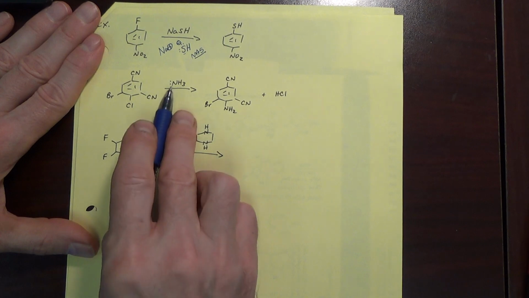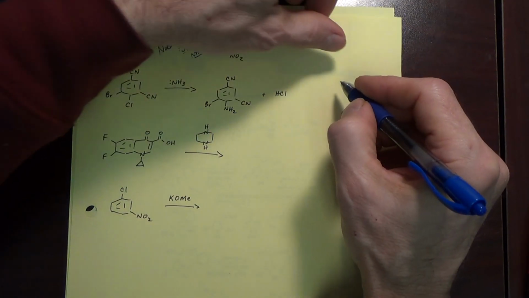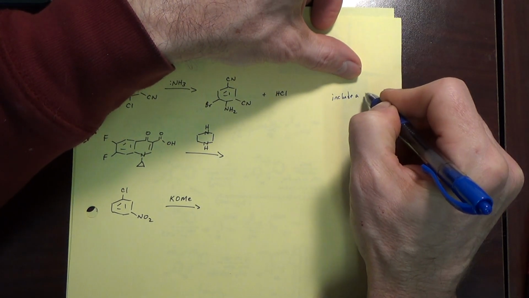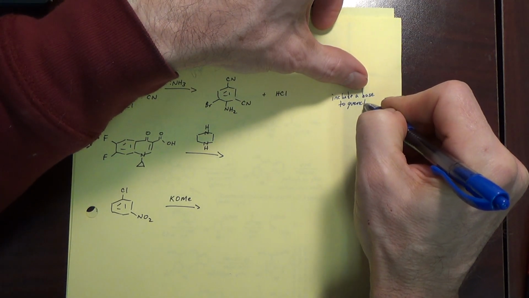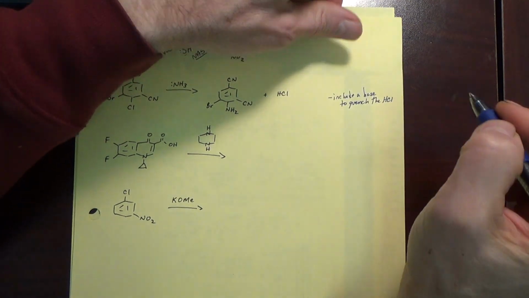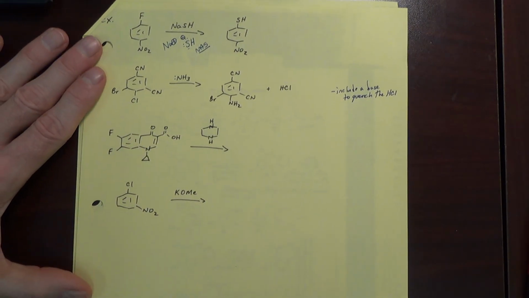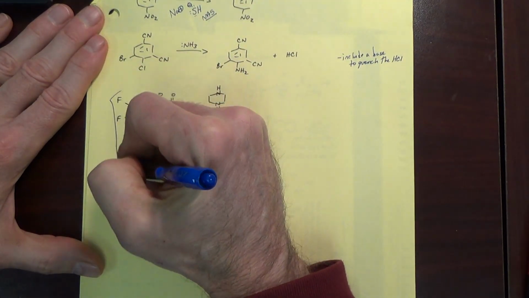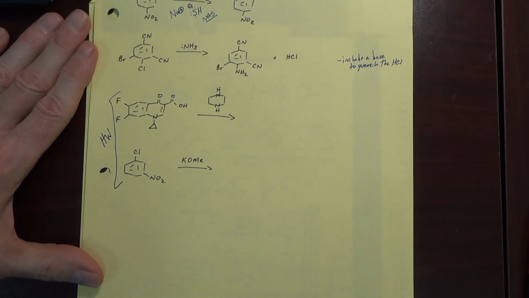Now that could be a problem because the ammonia could react with the HCl. We may want to include a base in this reaction to quench the HCl that could theoretically be formed. I'm leaving that out. Okay, I'll leave the next two for you to do for homework. Think about those. All right.